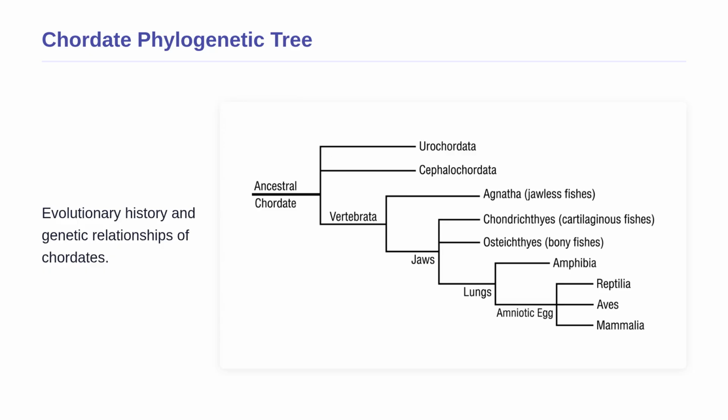The development of jaws separates jawless fishes from cartilaginous and bony fishes. Further along, the evolution of lungs branches off to amphibians, and the incredible adaptation of the amniotic egg gives rise to reptiles, birds, and mammals. This diagram beautifully maps out millions of years of evolutionary history.